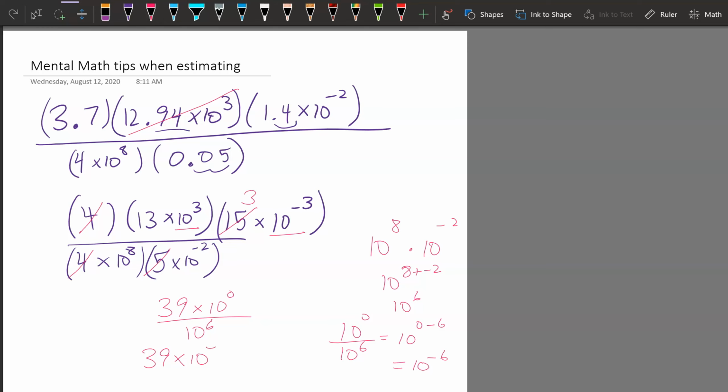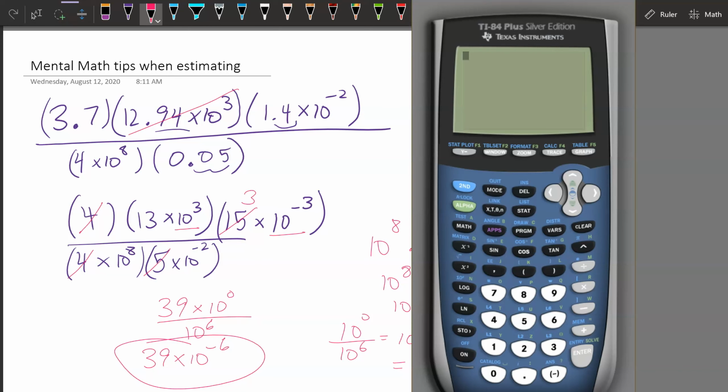Now I went slow and wrote out a bunch of steps. Ideally, when you get a little better at this, you don't have to write out as many steps. You can kind of just do it all in one go, maybe. And there's a final number. Now, what is it really?